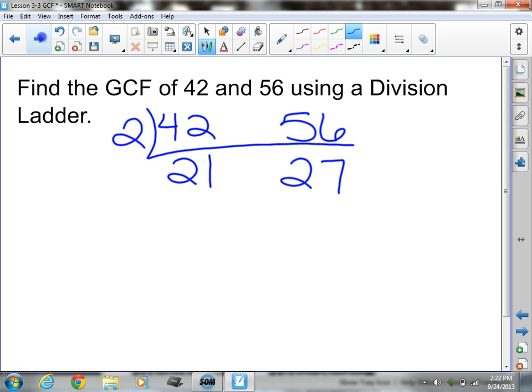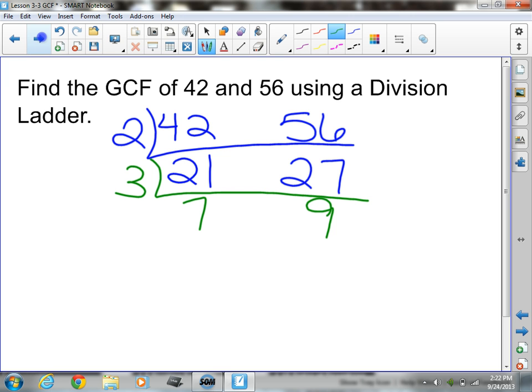Now, are those prime numbers yet? Can I go further down? I can go further. They are not prime numbers, so I'm going to put a second upside down division sign and figure out what number goes into both 21 and 28 evenly. Well, 7 does. 7 goes into 21 and 28 evenly without a remainder. 21 divided by 7 is 3. 28 divided by 7 is 4.